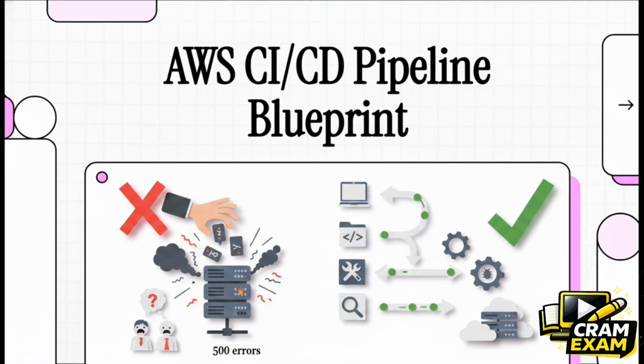You drag and drop the files manually onto your servers. 10 minutes later, your entire application crashes. Users are getting 500 errors, and you are scrambling to figure out which file broke the system. Why? Because you relied on manual human deployment, and humans make mistakes. Let me show you what actually happens when you push code to AWS using a proper CI/CD pipeline and how it automates your deployments safely.